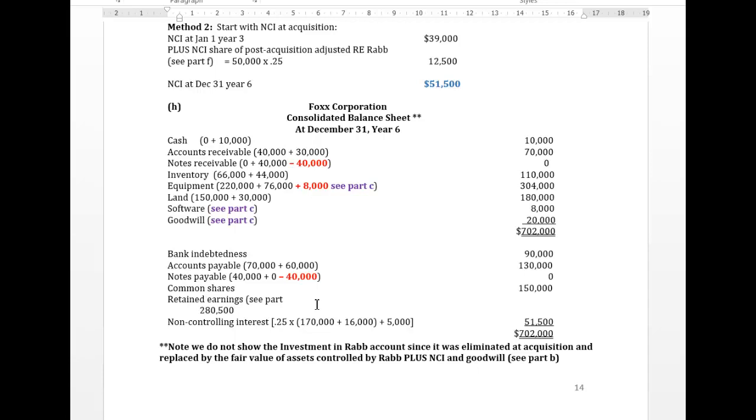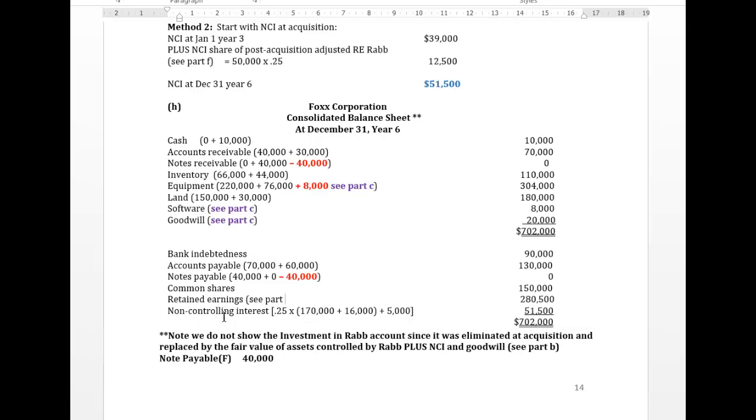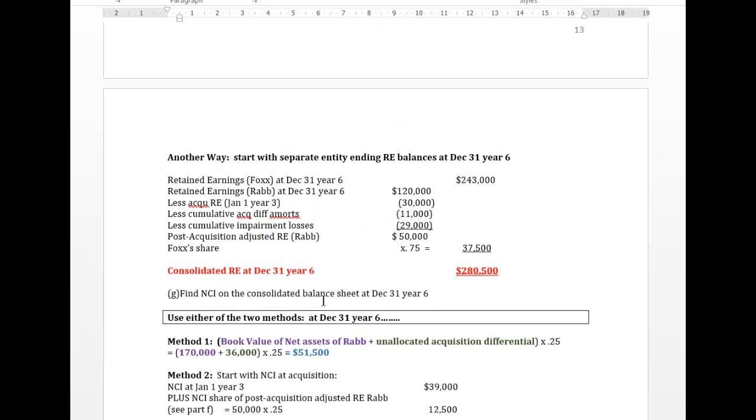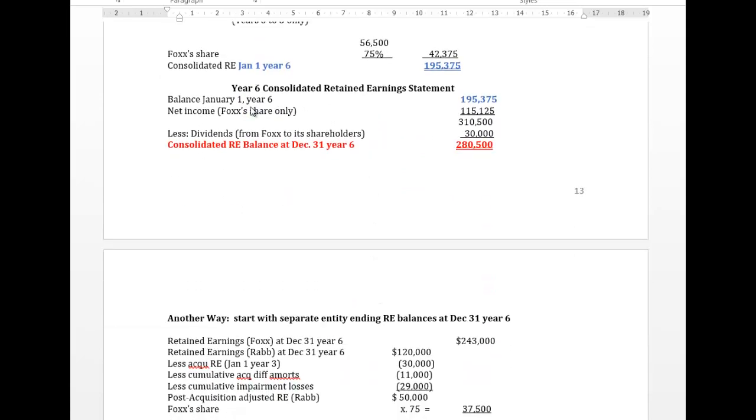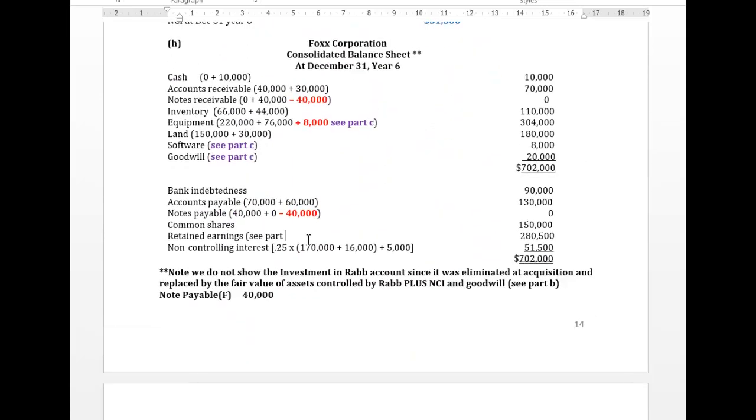Now, to get our consolidated retained earnings, we already did that. We did that above, right? So if you go back up here, we did this two ways actually, right? We did it in Part F. So we're just going to see Part F right here. We did 280,500, and NCI, we already calculated that, and that's 51,500.